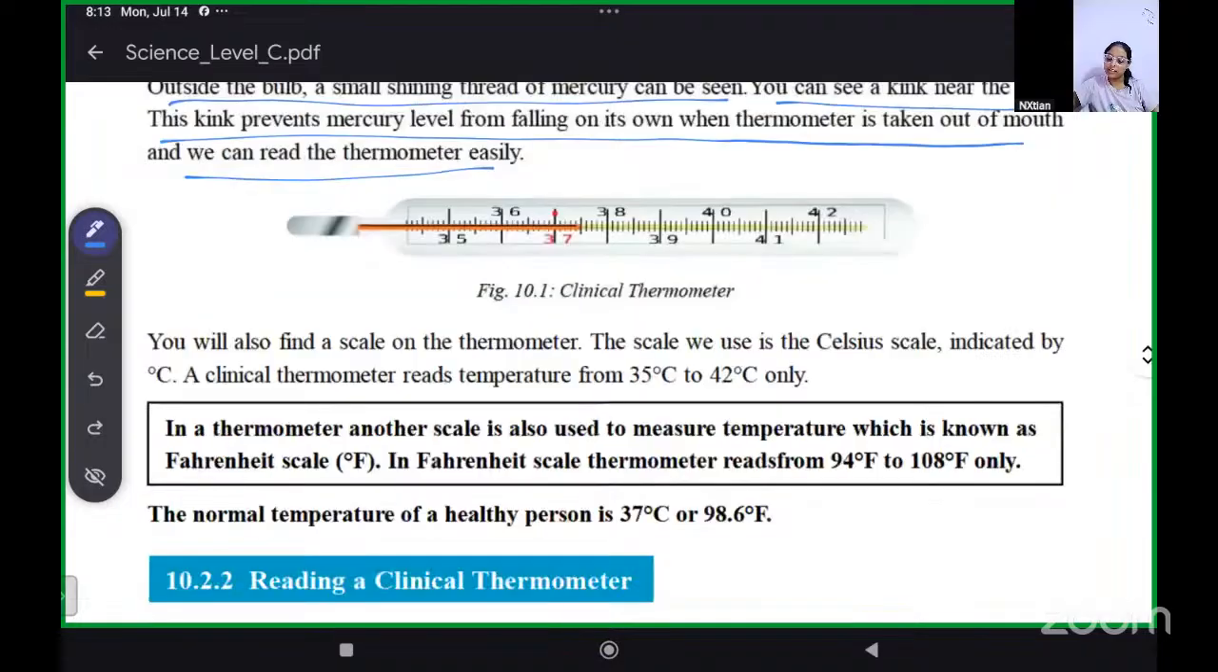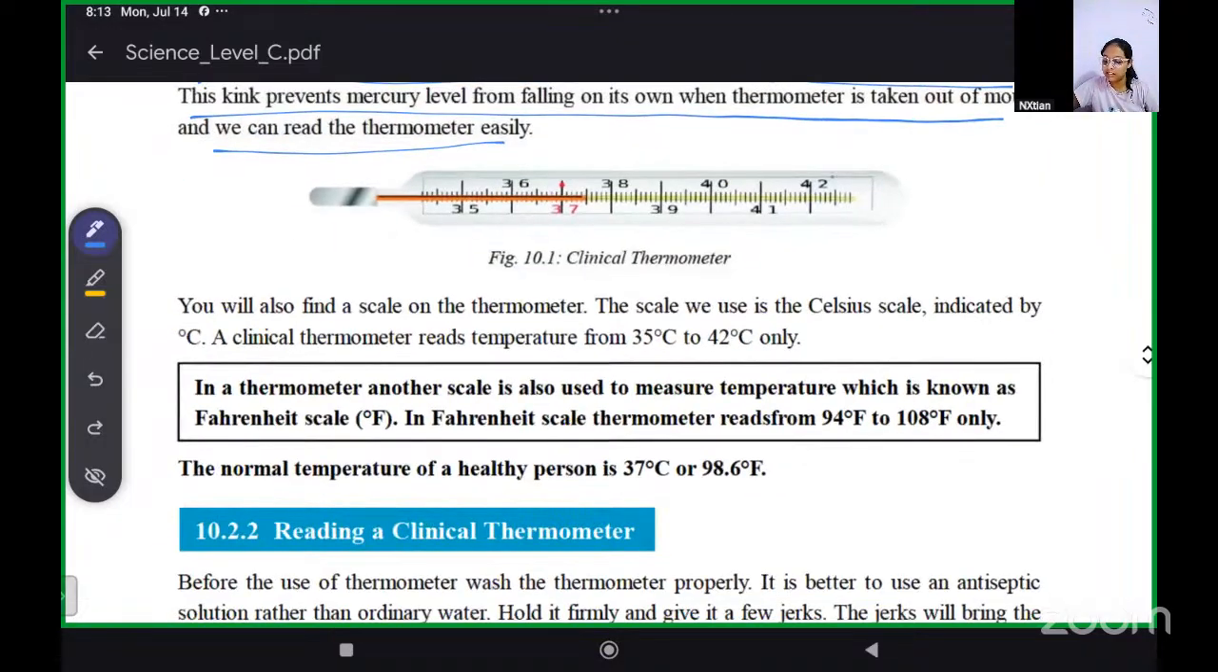You will also find a scale on the thermometer. The scale we use is the Celsius scale, indicated by degree C. Degree C is degree Celsius, degree F is degree Fahrenheit. A clinical thermometer reads temperature from 35 degrees Celsius to 42 degrees Celsius only. This is our body temperature range, and this is the maximum.